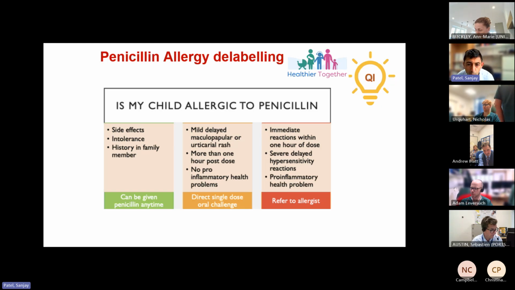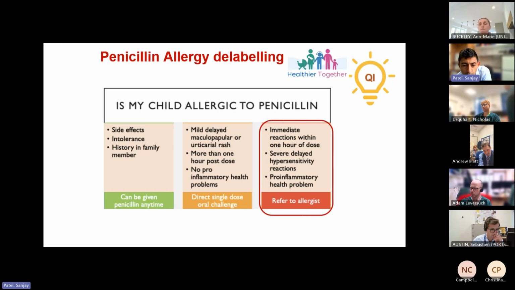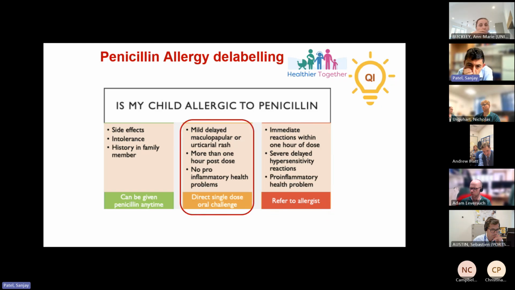And if the reaction happened within an hour, or if it was really severe, with anaphylaxis-like symptoms, then clearly they do need some kind of workup and thought and potential re-exposure in a controlled setting, which is what our allergy colleagues do. But for everyone else who has either nothing, and often the family history of penicillin allergy.